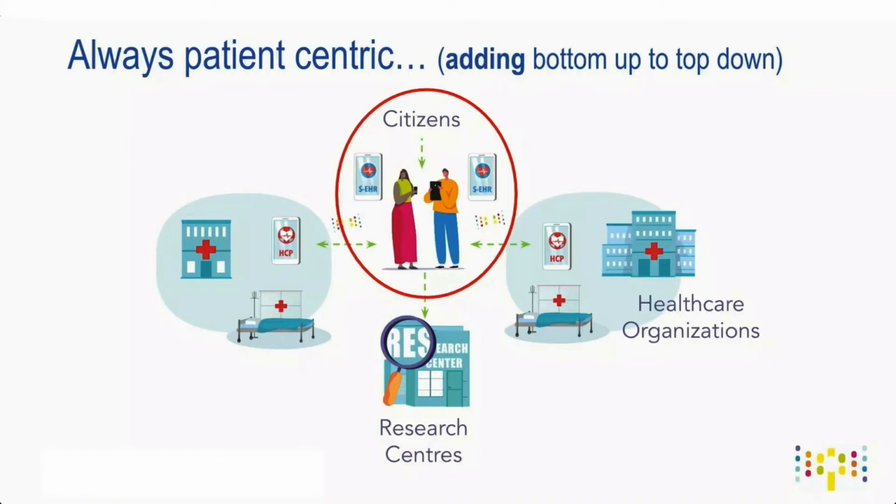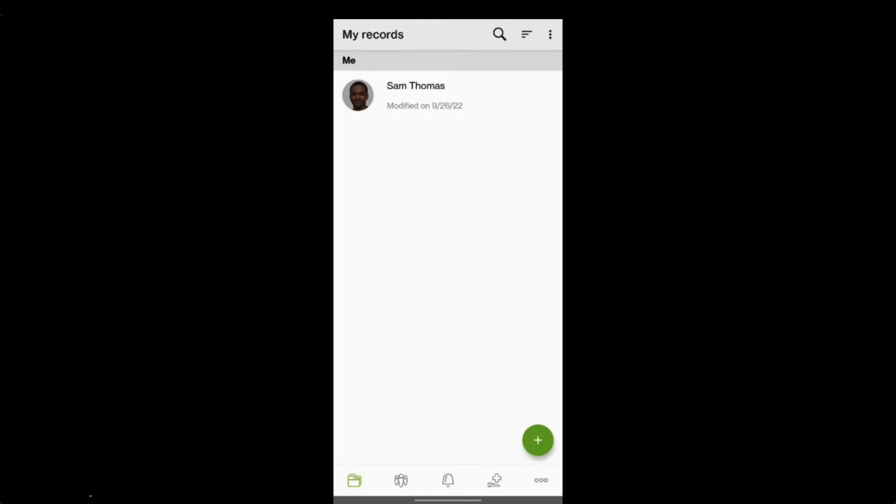So patient-centric is bottom-up, from the patients up the layers, like hospitals, regional networks, government levels. So most of the time the approaches are top-down, but we want to add a bottom-up approach without replacing the top-down.